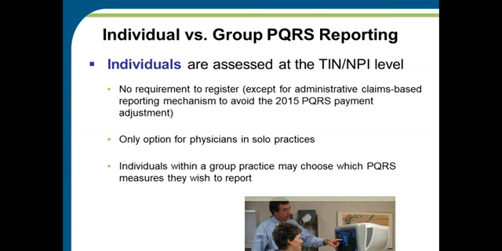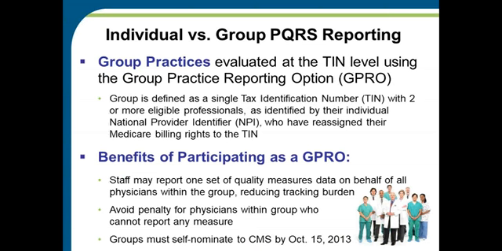So as an individual physician reporting PQRS, your reporting is evaluated at the tax ID National Provider Identifier level. There is no requirement for you to register unless you select the administrative claims-based reporting mechanism, which I'll go into detail about in just a minute. This is basically the only option for physicians in solo practices. And individuals within a group practice may choose for themselves which PQRS measures they wish to report. You don't have to report the measures that other people in your group report.